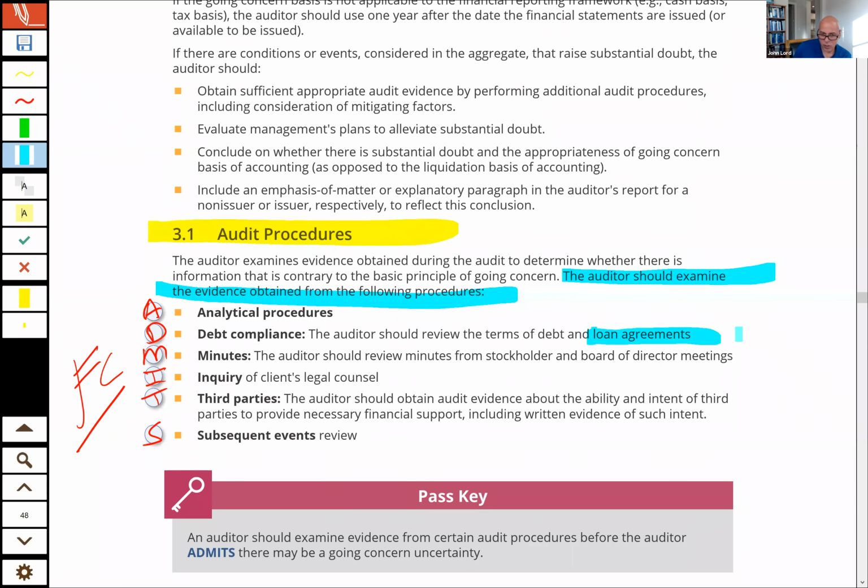Minutes to the stockholders meetings, they start to describe and talk about those things. Inquiry of the client's legal counsel. Some lawsuits can be devastating to a company. If they have some product liability or something, that would be the kind of thing you might want to talk to the client's attorney about. Other third parties you could talk to, and then subsequent event review. If there's some sort of disaster that happens after the balance sheet date, how is that affecting the entity's ability to continue as a going concern?